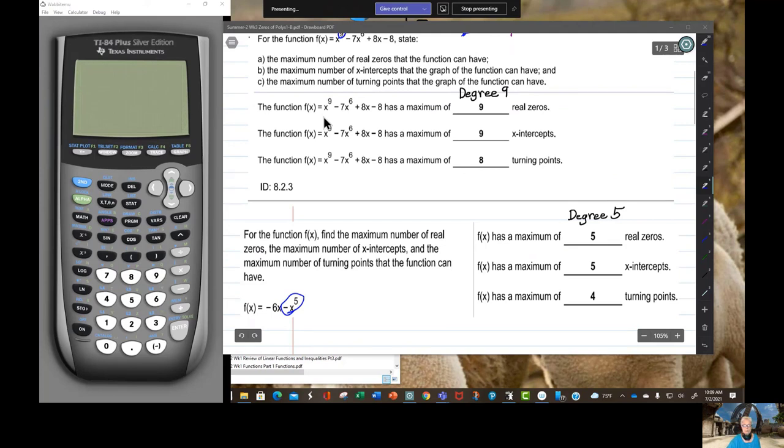Now, here's a polynomial that begins with x to the 9th. So the maximum number of x-intercepts you can have is 9, the maximum number of real zeros you can have is 9, and the maximum number of turning points you can have is 1 less than the degree of the leading term, which is 8. You can have fewer, but you can't have more.